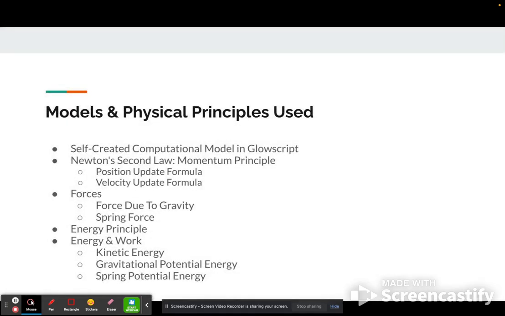So some models and physical principles that we use in this lab are the self-created computational model in GlowScript, Newton's second law, and the momentum principle, so position update formula, velocity update formula, forces, so force due to gravity and spring force, the energy principle, energy and work, kinetic energy, and then the different types of potential energy.